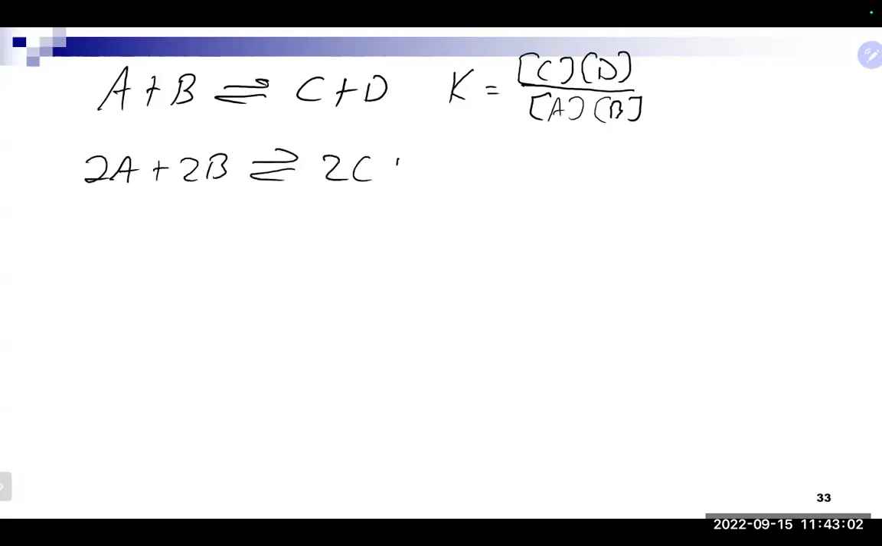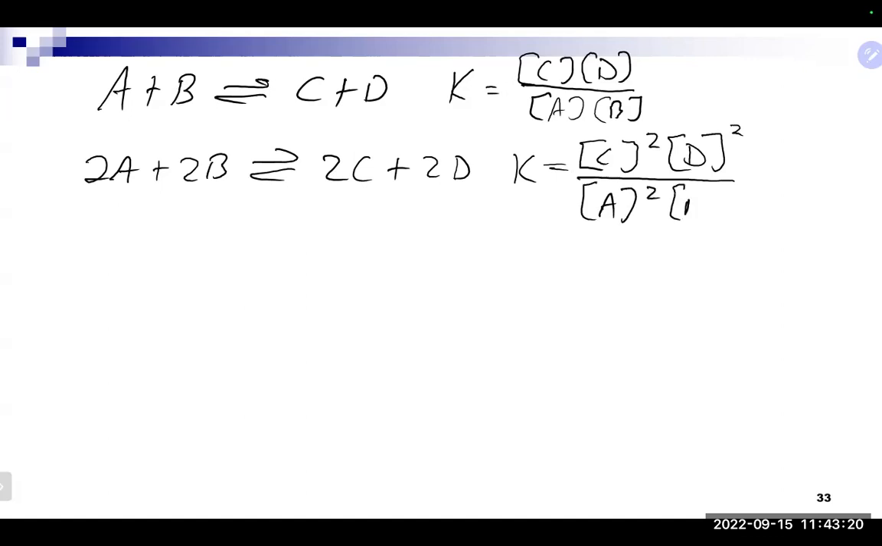Once again, this will differ from enthalpy, because normally in enthalpy you would just multiply the value by 2. But let's see how it actually is affected here. If we were to write our new expression, it would be C squared times D squared divided by A squared and B squared. So multiplying the top equation by 2 gives us this equilibrium expression. What is the difference between the original equilibrium expression and this one?